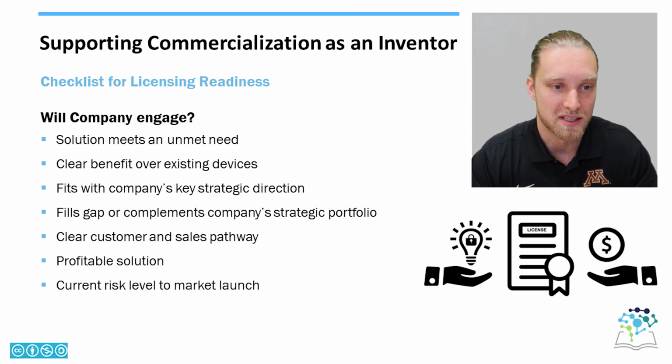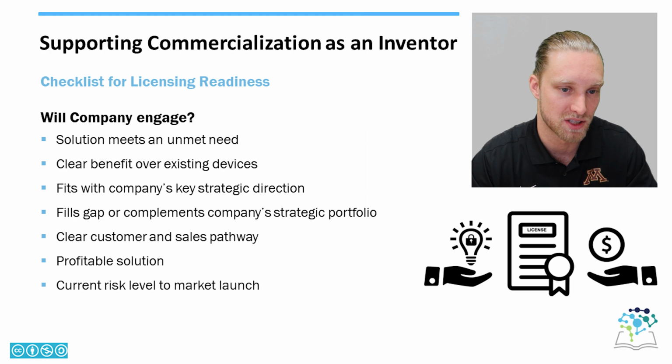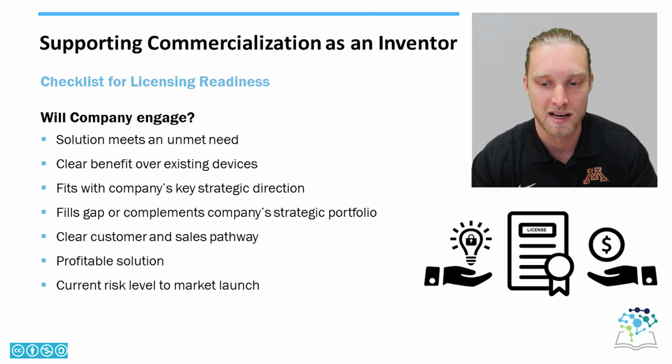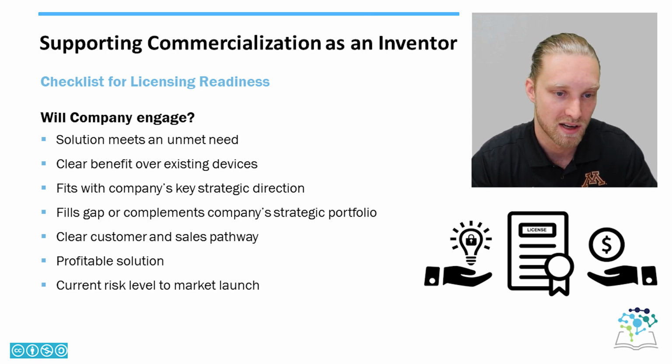Right. One other piece here that I think is important to note for inventors and how you can support commercialization is making sure that you have all of the materials ready that your tech transfer office can use when looking at licensees. And so this is a checklist for licensing readiness. And one of the first things here is figuring out: is this ready and will a company engage?